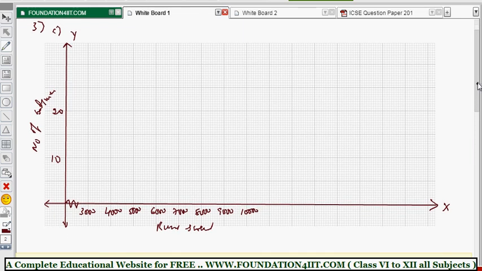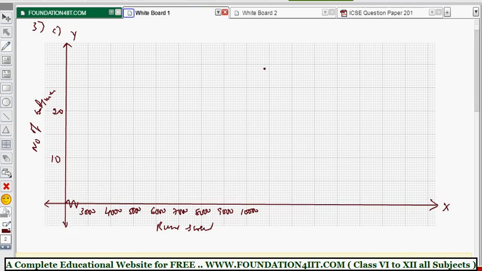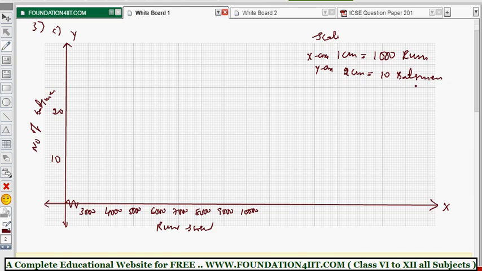Okay, so let's see how to construct this now. First of all, the first data is 3000 to 4000 is 4. On the x-axis, 1 centimeter is equal to 1000 runs. If you see the scale, 1 centimeter is equal to 1000 runs. That is the x-axis. And the y-axis is again here 2 centimeters, so I took 2 centimeters as 10 batsmen.